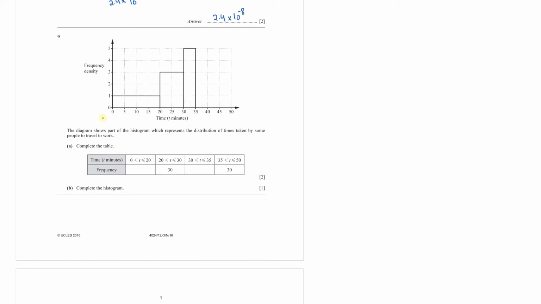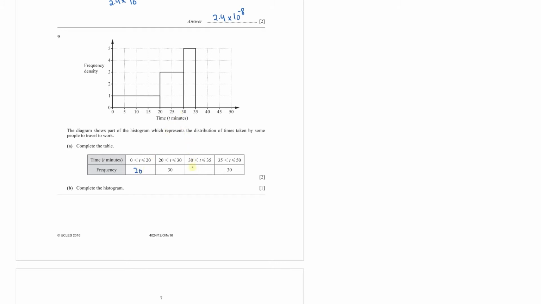Question 9 is, the diagram shows part of the histogram which represents the distribution of times taken by some people to travel to work. So we have to complete the table. So we are given the time intervals 0 to 20, 20 to 30, and so on. So you have to fill the table. The missing frequency for the first one is for 0 to 20. So your frequency will be the area under this bar. So the length is 20 and the height is 1. So 20 times 1 is 20. So this frequency will be 20.